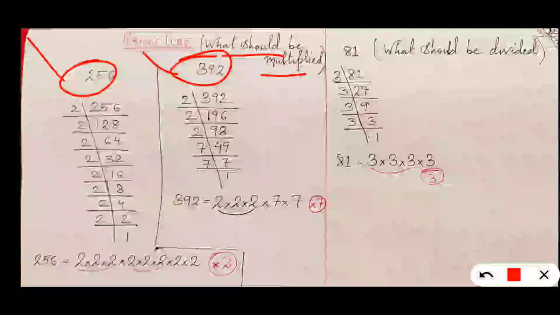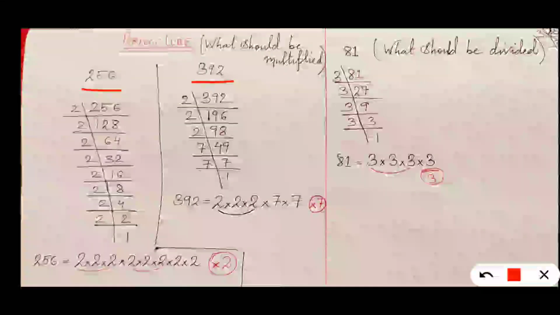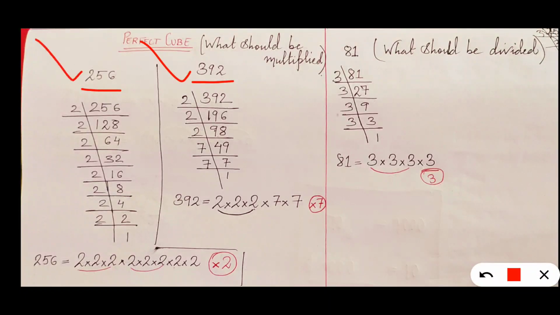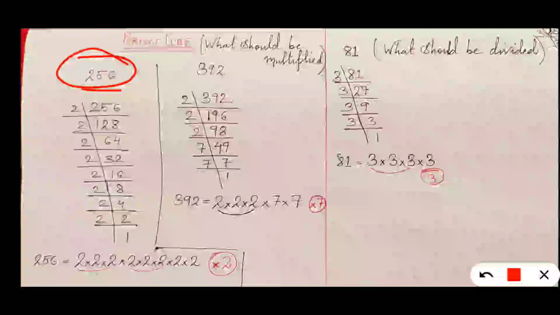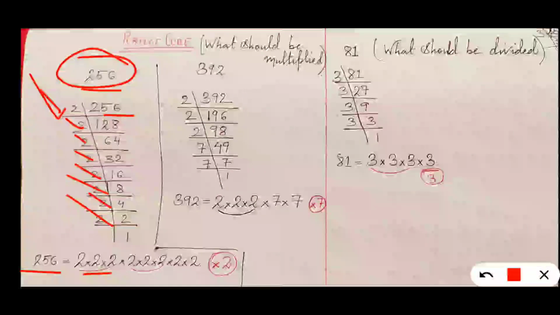I'm again telling you, the question has already told you this is not a perfect cube. Now you have to find the smallest number that should be multiplied with these two numbers to get a perfect cube. Okay, let's start again, with 256. You need to do the prime factorization of 256. You know how to do it. How many 2's do we get? 1 2 3 4 5 6 7 8.